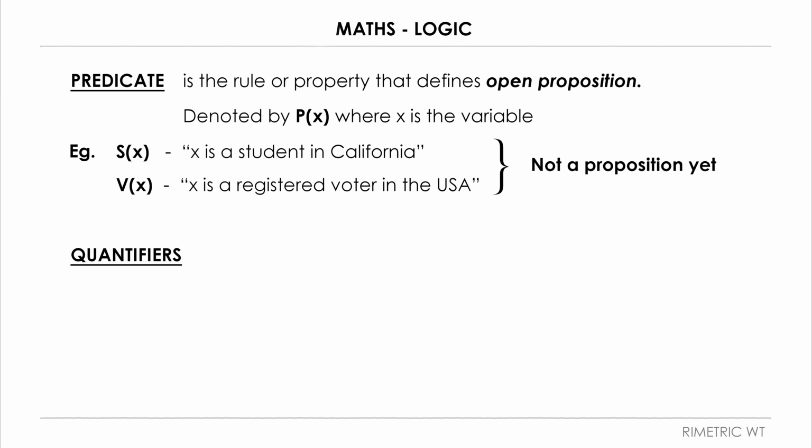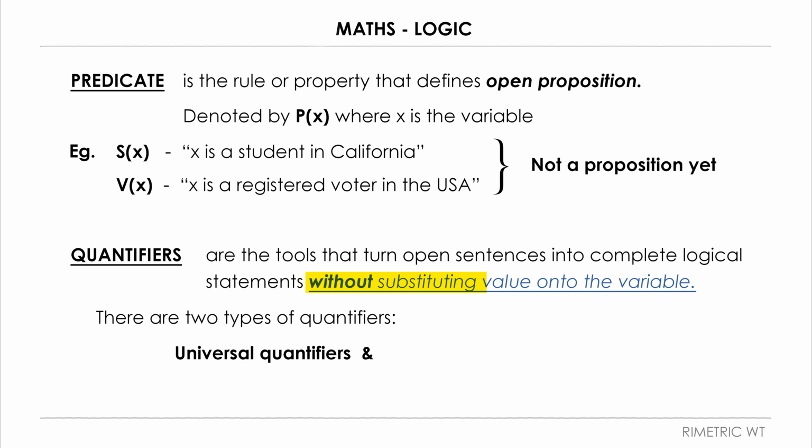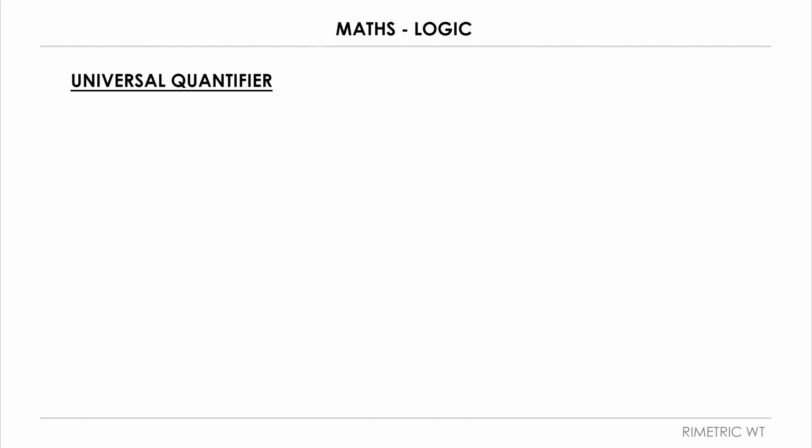What are quantifiers? Quantifiers are the tools that turn open sentences into complete logical statements without substituting a value for the variable. There are two types of quantifiers, which are the Universal Quantifier and the Existential Quantifier. Let's see them one by one. The first is the Universal Quantifier, symbolized by an upside-down A as shown here, which stands for all or for every. Let's think about this together.